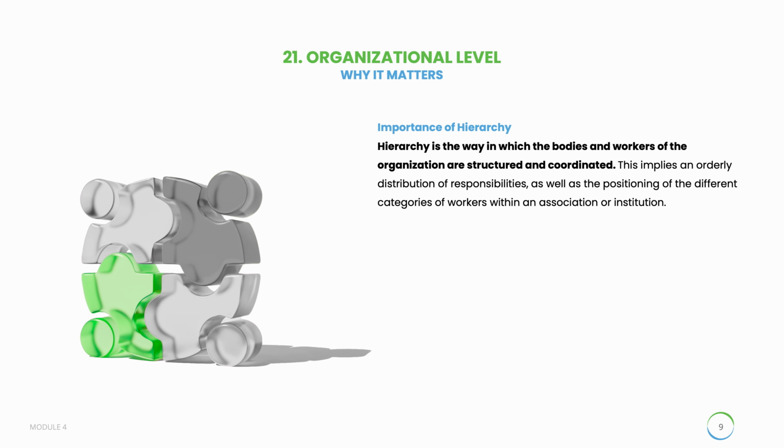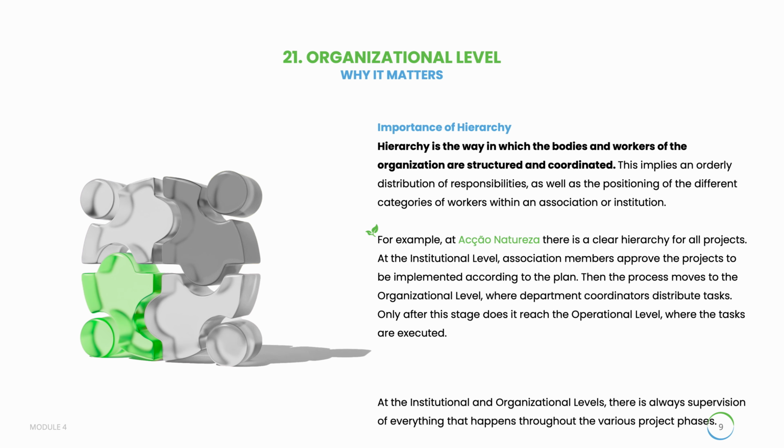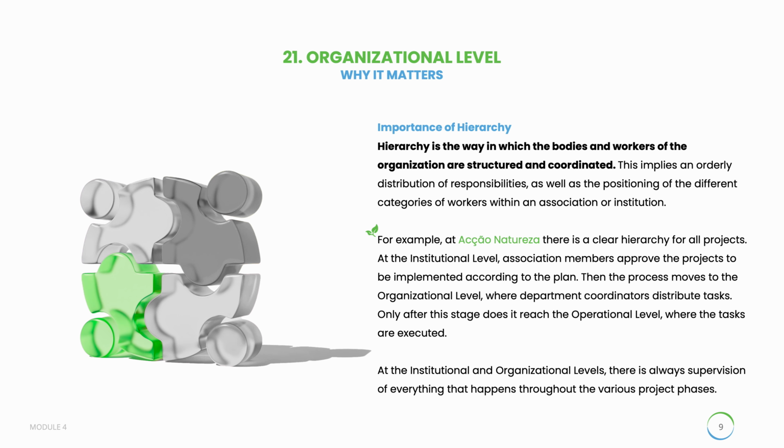Hierarchy supports this by outlining how governing bodies and staff relate and organizing roles and responsibilities. For example, at Ação Natureza, projects are approved at the institutional level. At the organizational level, coordinators assign tasks. At the operational level, teams carry out activities, and supervision takes place throughout all project stages.